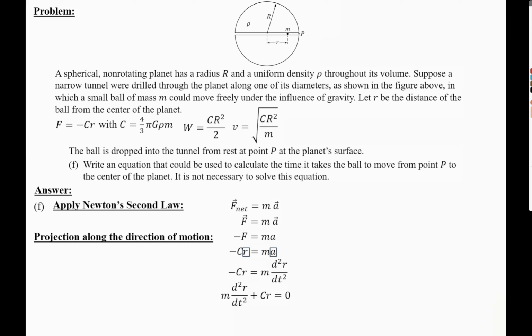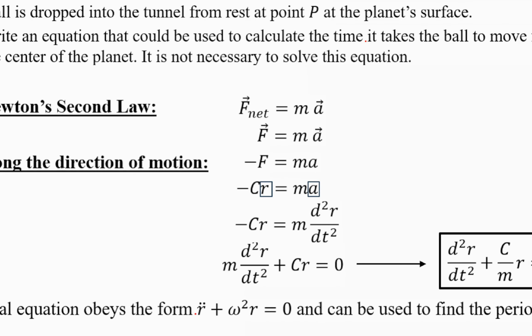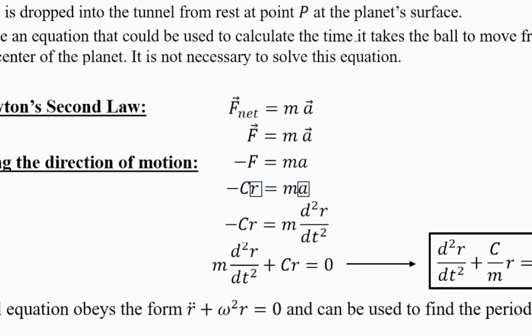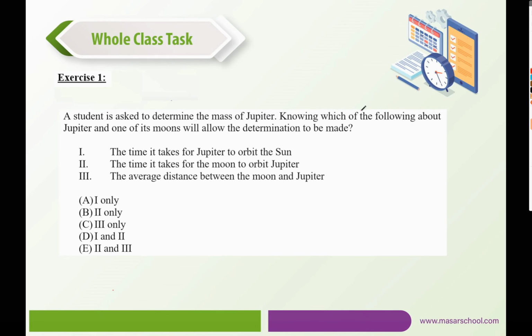So this is the differential equation that can be used, because it obeys the form r double dot plus omega squared r is equal to 0. And this can be used to find the period, because omega squared can be determined in terms of C over M. And this is what we have done for a horizontal oscillator. And now for the rest of the video we're going to solve some exercises.